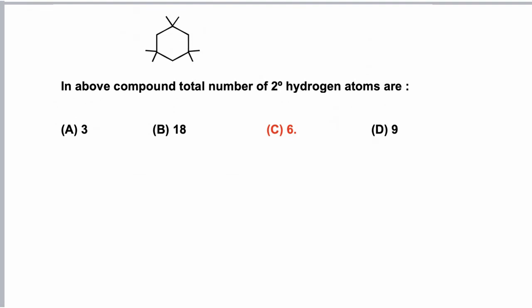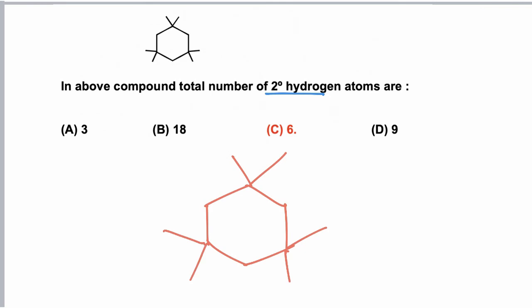In this compound we have to find 2 degree hydrogen atoms. So if we draw the structure of the molecule, cyclohexane ring. Now these carbon atoms, which are connected with 4 other carbon atoms, are 4 degree carbon. So these are 4 degree carbon. Now the carbon atom which is directly attached with 2 carbons is called 2 degree carbon. So this molecule is having 3 2 degree carbons.